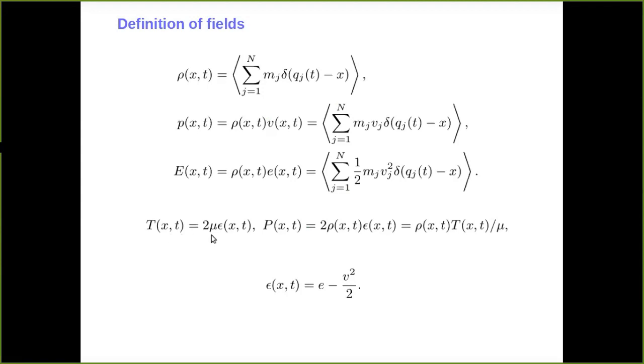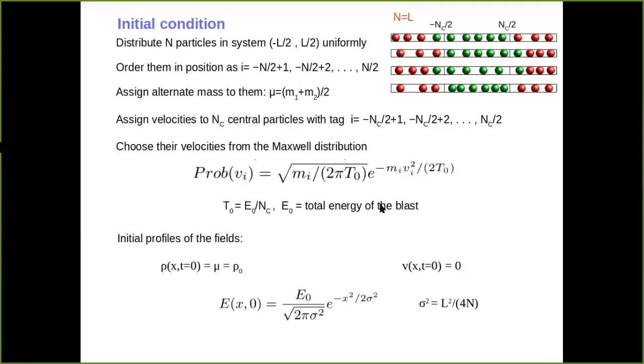Then you will find these three fields, and you can define an additional field, temperature, which can be calculated from the velocity fluctuation, and this is 2 mu epsilon. Epsilon is the internal energy. So the equation of state is given by P equal to 2 rho E, or P equal to rho T by mu. So these are the fields we are going to use or calculate. We calculate the evolution of these three fields, rho, v, and T.